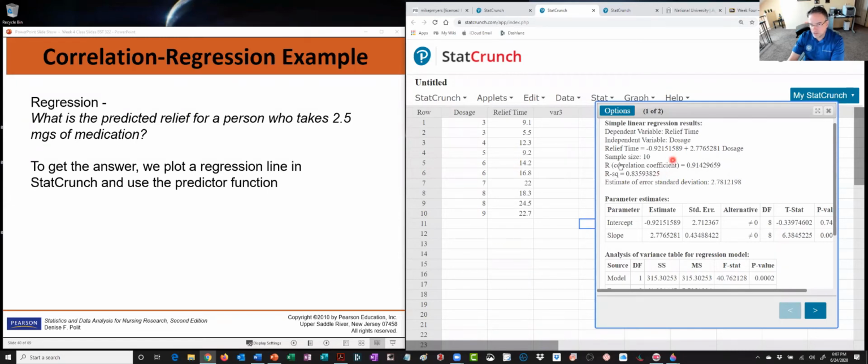84% of the variation in the dosage accounts for the variability in relief time. What does that mean? Well, that's pretty good, but there's another 16% that could be their meditation, could be they're taking essential oil, maybe there's something else that's affecting their relief time, but almost 84% of it is accounted for by the dosage of the drug.